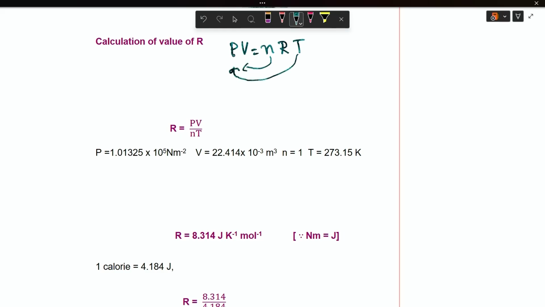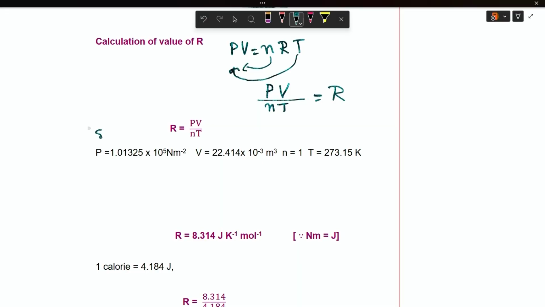When it goes to the other side, it goes to the denominator. So, I will get PV by nT is equal to R, retaining R on the right hand side, or I can put it as R is equal to P into V divided by n into T. Now, I am going to evaluate the value of R in SI units.